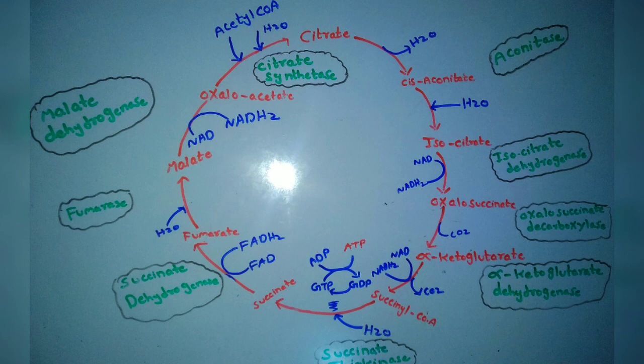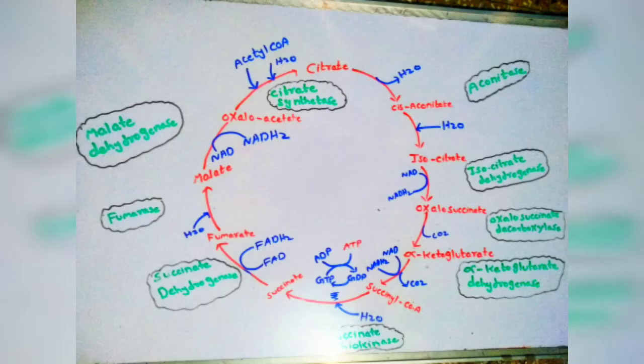From succinate we have studied up to succinate to fumarate. Now from fumarate to malate. Let's see how malate is formed from fumarate. Again there is an addition of a water molecule, and fumarate is getting converted into malate, and the enzyme involved here is fumarase.